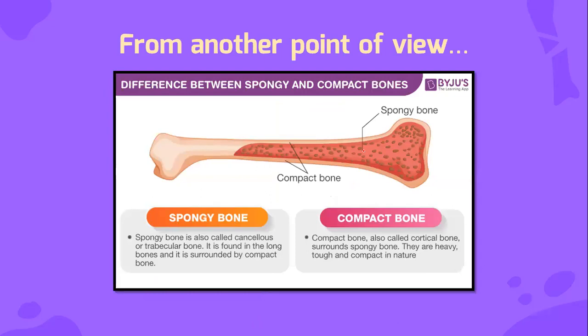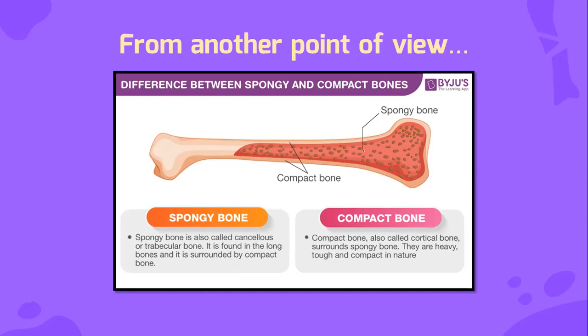So here we have the structure of bone, and here we have the difference between the spongy and compact bones, and this is from another point of view. The last one that we were talking about was an anatomical classification of bones, right? According to their shapes, and according to whether they had a bigger vertical or horizontal length. And here we have another one from a different point of view. Here we have the spongy bone and the compact bone.